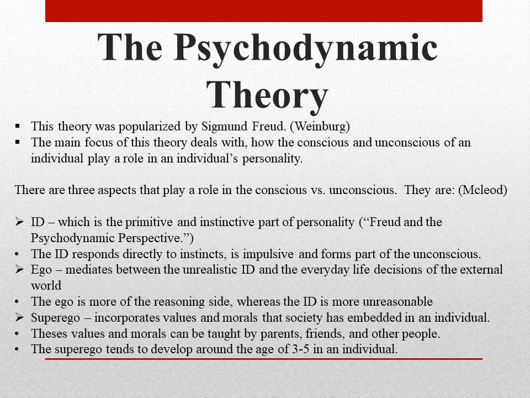The next one is the ego, which mediates between the unrealistic id and the everyday life decisions of an external world. The ego is more of the reasoning side, whereas the id is more unreasonable. The last is the superego. This incorporates values and morals that society has embedded in an individual. These values and morals can be taught by parents, friends, and other people. The superego tends to develop around the age of 3 to 5 in an individual.